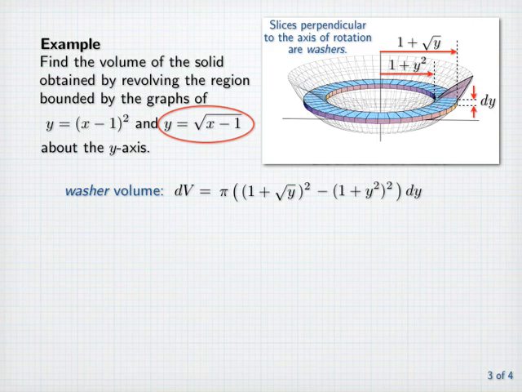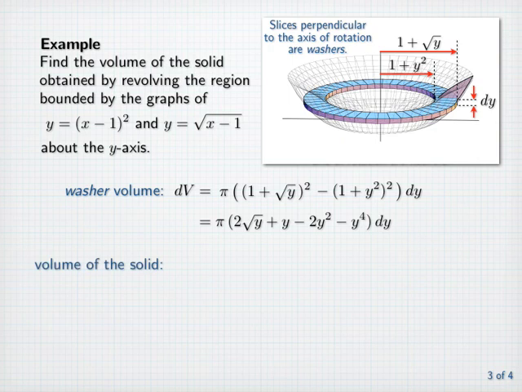Now let's prepare this for integration by expanding products and simplifying. Note that the resulting constant term will be 1 minus 1 equals 0. The first term, 1 plus the square root of y quantity squared, contributes 2 times the square root of y plus y, and the second term, minus the square of 1 plus y squared, contributes minus 2y squared minus y to the fourth, so we have dv equal to pi times 2 root y plus y minus 2y squared minus y to the fourth, all times dy.